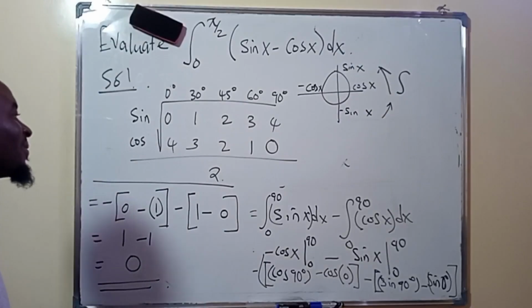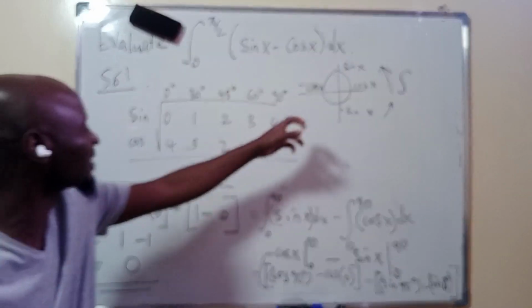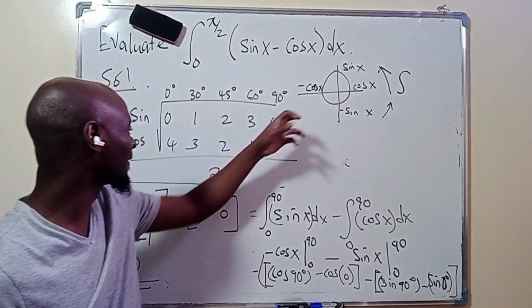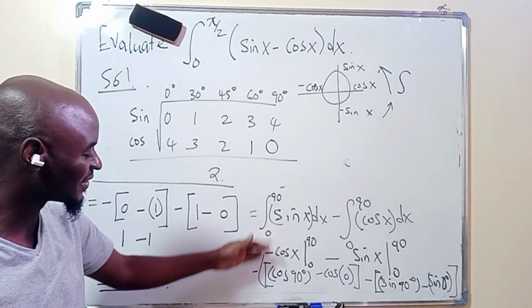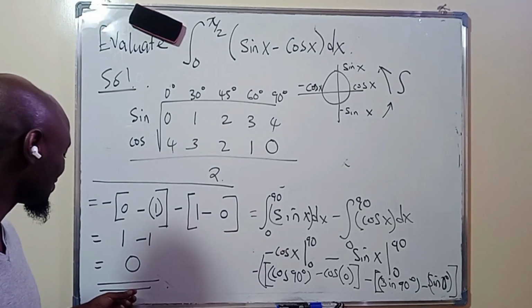So this is how you evaluate something like this. You need just to remember this wheel here. You also remember the way you evaluate standard angles. Then you integrate and replace the values. Then you evaluate accordingly.